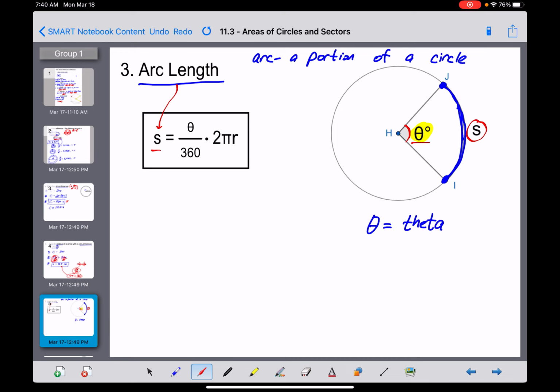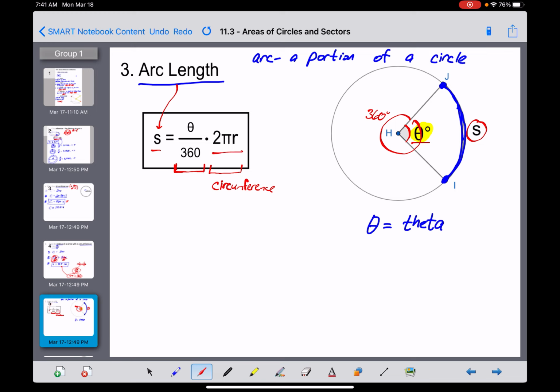And that amount of theta basically tells you how much of the circle we are interested in. Out of a grand total of, well, how many degrees are in a complete circle? That would be 360 degrees. So what we do is we make a fraction here, theta out of 360. Sometimes, if I look at this diagram, it looks like I've got roughly 1/4 of the circle, but it just depends on what the value of theta is. And then we multiply that fraction, theta over 360, times 2 pi r, which is the formula for circumference. So arc length is just a part of the circumference of a circle.